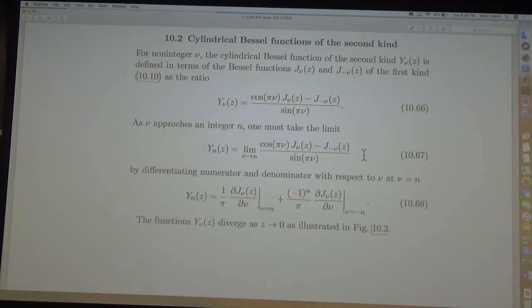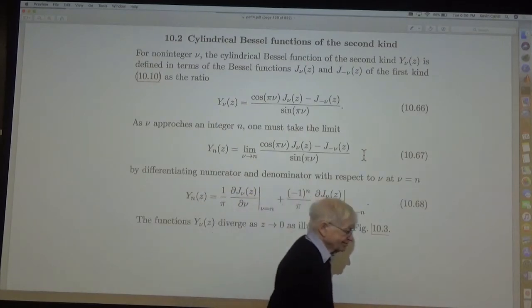And so you have to use L'Hopital's rule to take the limit. You differentiate the numerator and denominator, and then set nu equal to n, or minus n, and that gives you this combination of expressions. But anyway, this is the general form for the simpler expression for non-integer values of nu. It's this ratio, but when nu is an integer n, then you have to use this expression, and these are the nth derivatives of J nu.